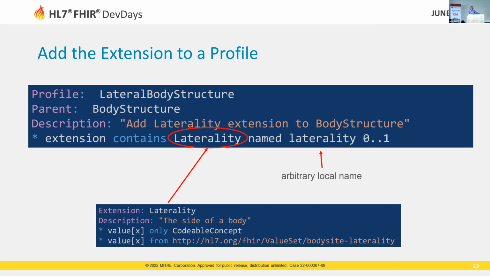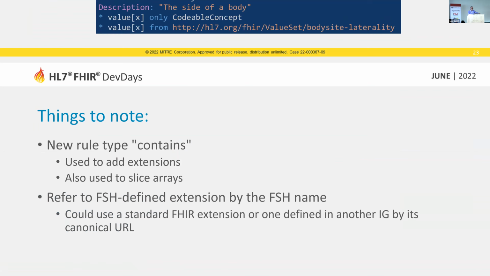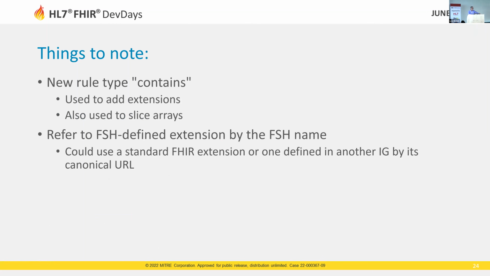And you can put this extension on at different levels because extension exists at different levels as well. So right now this is a top level extension of body structure, but it follows that you can also do paths and add extensions to paths. Okay, so we've seen one new rule type, which is contains. And I'll mention that in all of FISH, there's only like a dozen types of rules. So you've seen the majority of them already. And you can refer to a FISH-defined extension by a FISH name, okay? And if you want to use a standard extension that's built into FHIR, you just use the whole canonical URL.